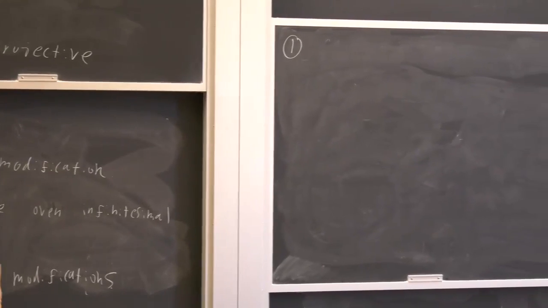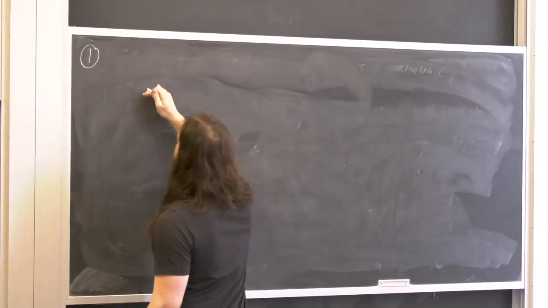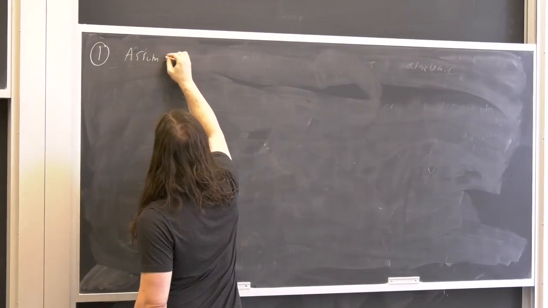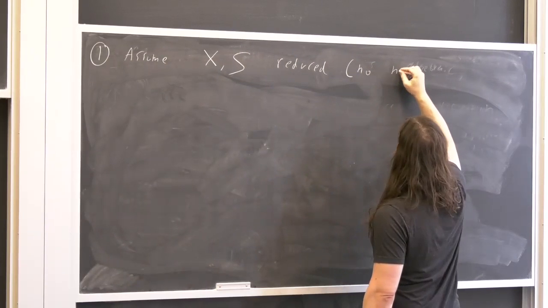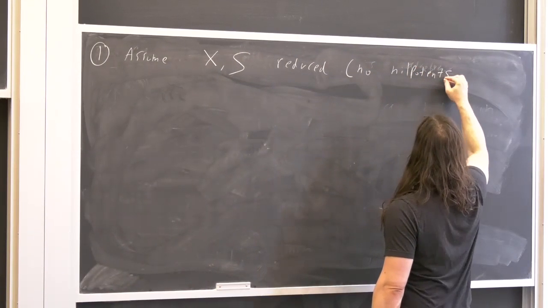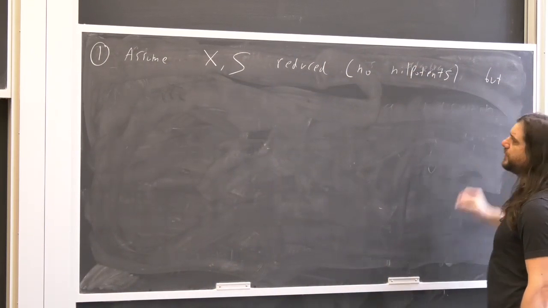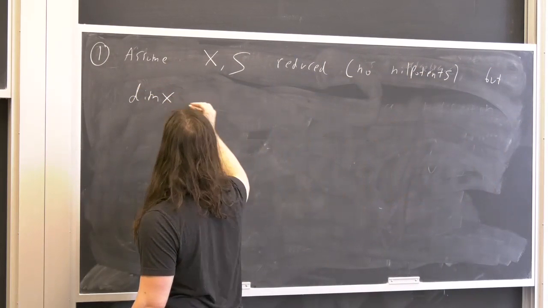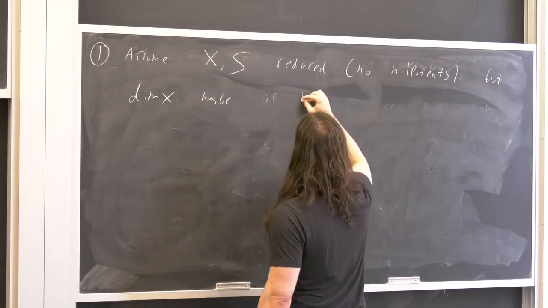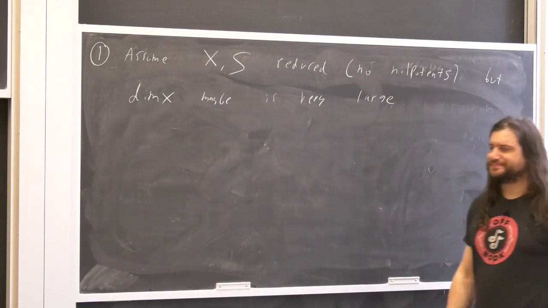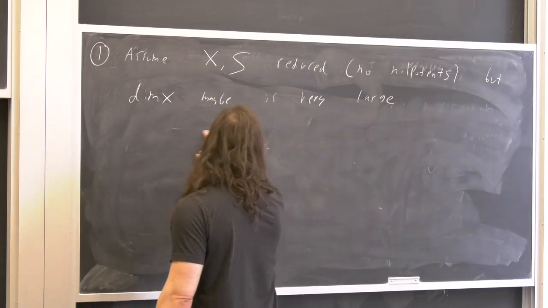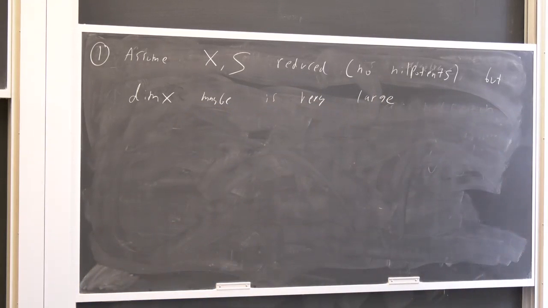So again, a priori, the idea is that this map phi contracts dimensions, and we want to handle that. So let's focus on the case that X and S are reduced, no nilpotents, just so we don't worry about that headache for now. But dimension X maybe is very large. Or more relevantly, the map phi contracts dimension, the fiber is very big. Okay. So in this case, we use an argument that's pretty common in algebraic geometry.